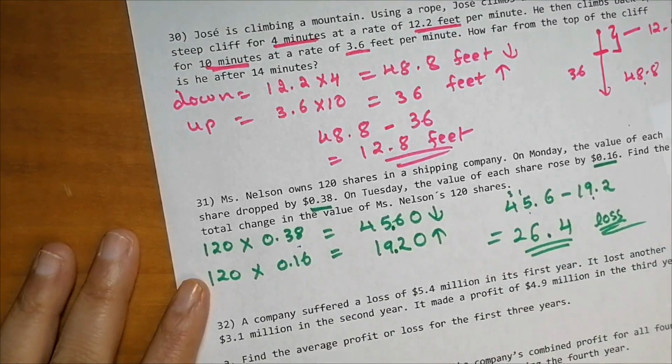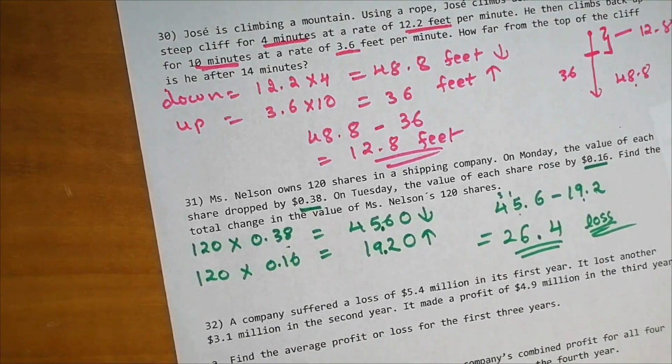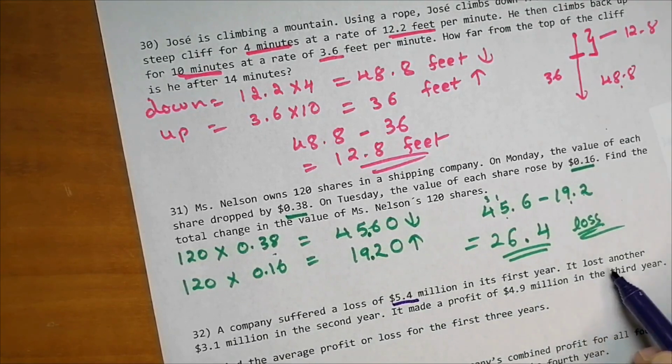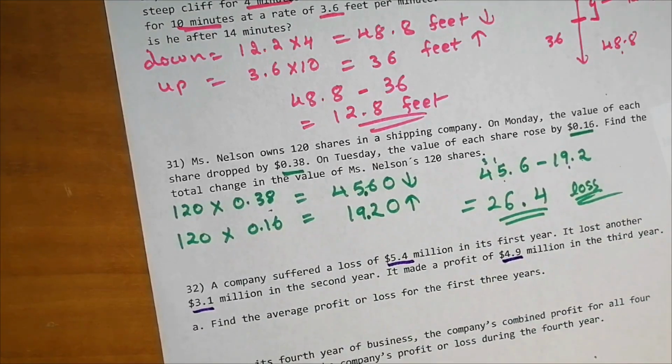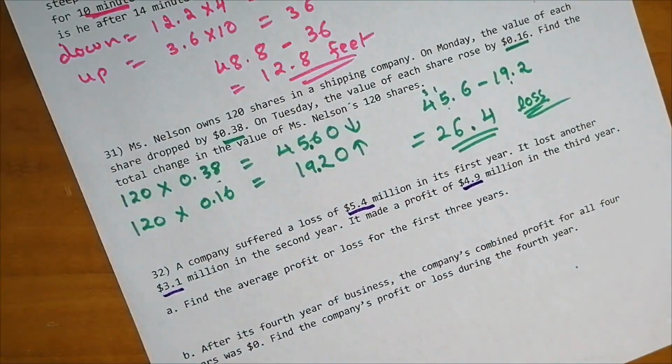Okay, and here comes our final question. Yay! A company suffered a loss of, oh God, $5.4 million in its first year. It lost another 3.1 million in the second year. It made a profit of 4.9 million in the third year. Okay, so for the first 2 years it is making a loss, and in the third year it makes the profit. So find the average profit or loss for the first 3 years.